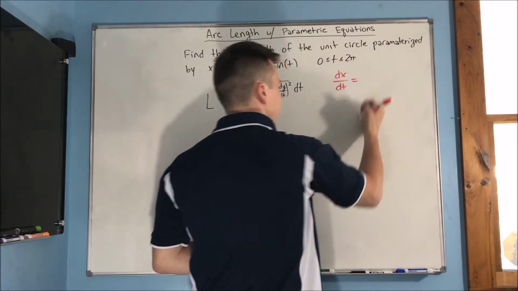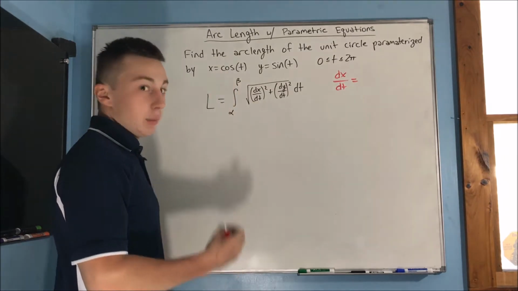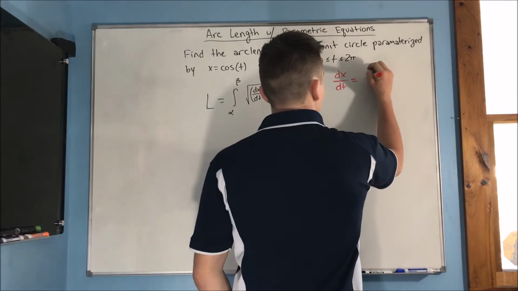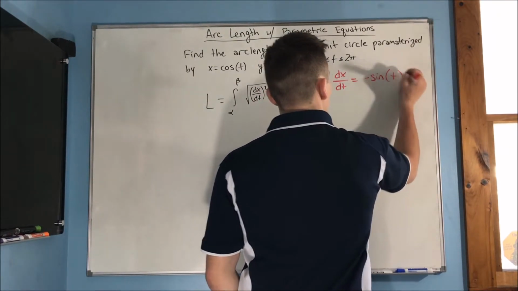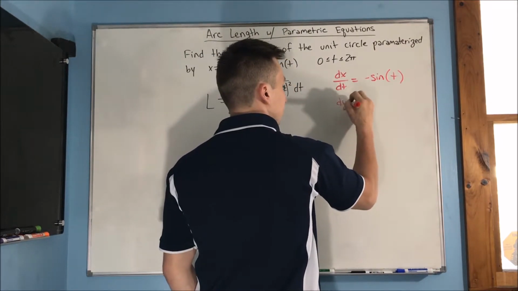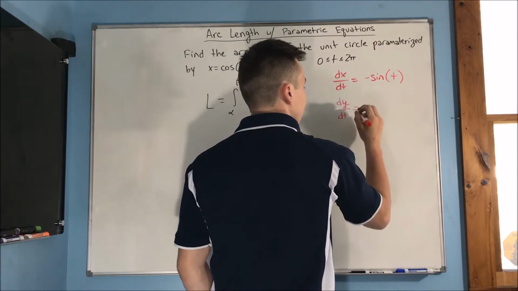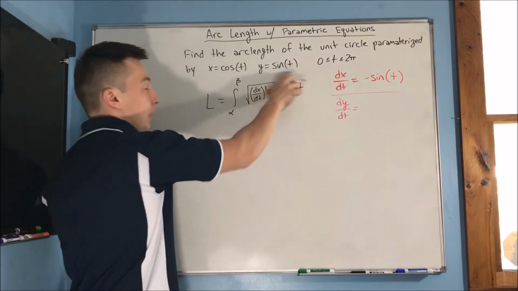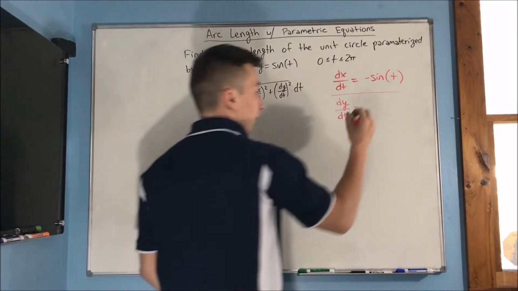So let's find dx/dt. Well, dx/dt is just going to be the derivative here, which is negative sine t. And dy/dt is going to be the derivative of this piece, which is just cosine t.